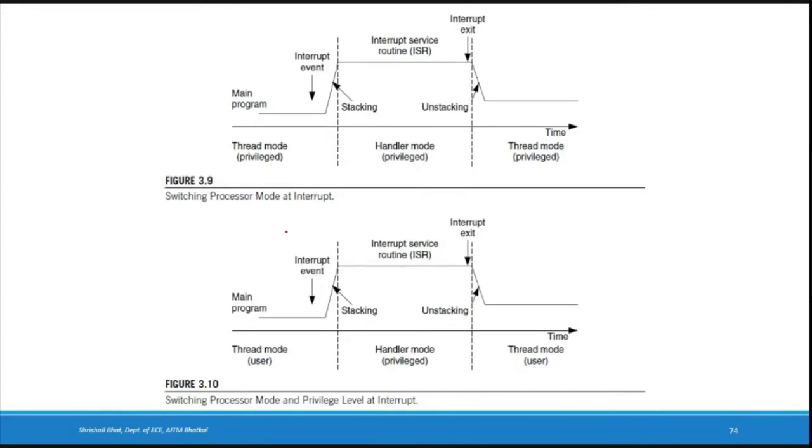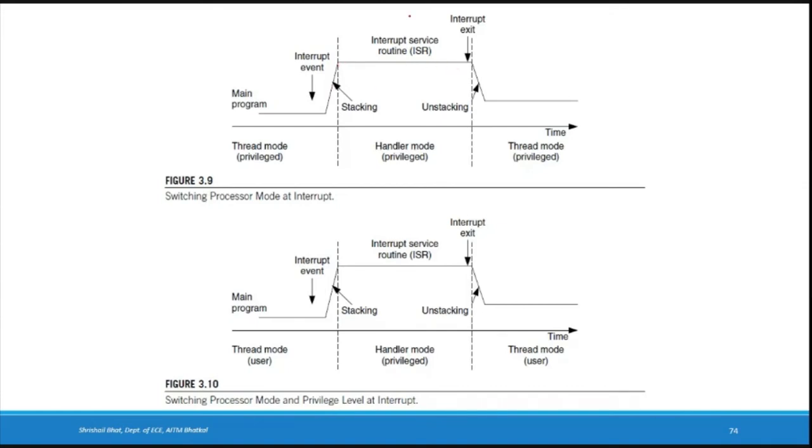So what are the changes that happen at the interrupt? Switching processor mode at interrupt. Suppose the operation is in thread mode. Okay, so if it is thread mode, privileged level access, right? When an interrupt happens, certain stacking operations have to be done, right? The present context of the processor has to be saved. For that, the present context registers will be stacked, and then from the main program you will change to the interrupt service routine. When an interrupt happens, the interrupt service routine will run, right?